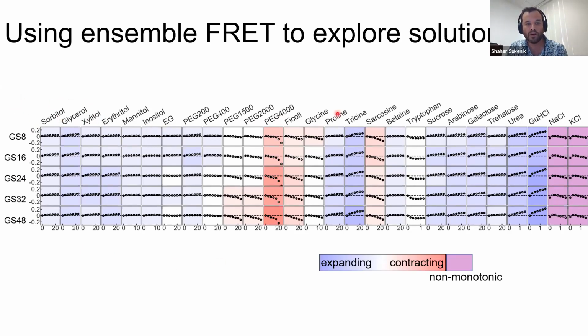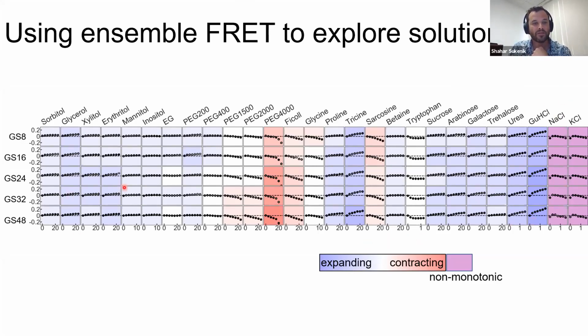As you go across columns, you see that we change the identity of the solute that we're adding into the solution. And as we go across rows, we're just taking longer and longer glycine serine repeats. So you can see that in solution space, different solutes are going to have very different properties. Some of these can be predicted. Polyethylene glycols and Ficoll, which are generally thought of as polymeric crowders, tend to compact the sequence. Urea and guanidinium, which denature proteins, generally expand the sequence.